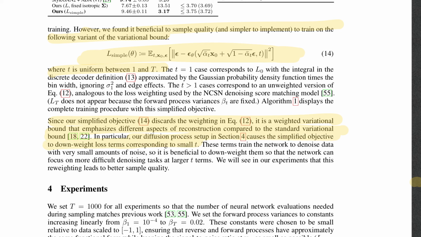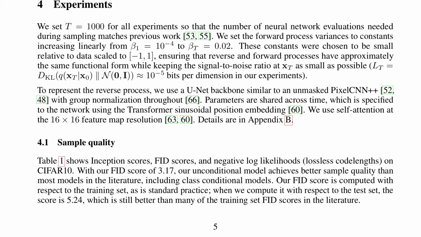What happens here is that the diffusion process they have causes the simplified objective, which is shown here, to downweight the loss terms that correspond to small t. Now, why is it good for the sample quality? They conjecture that these terms train the network to denoise data with very small amounts of noise. So when t is small, the amount of noise that you have to reconstruct is very small. So it is beneficial to downweight them compared to the more difficult tasks with noisier data and larger values of t. As for their experiments, again, they set T, the number of steps, to 1000 for all the experiments.